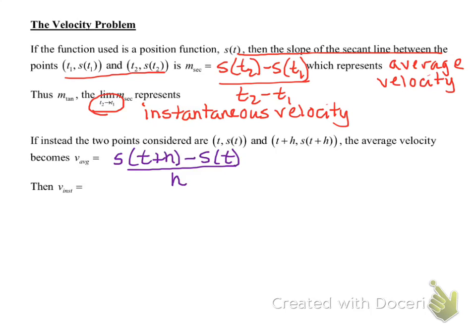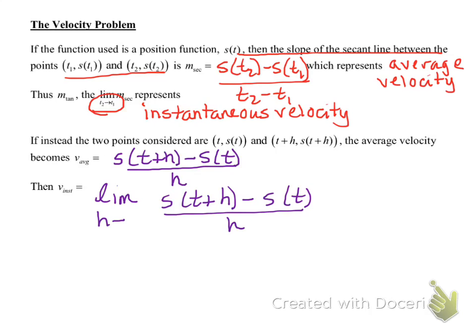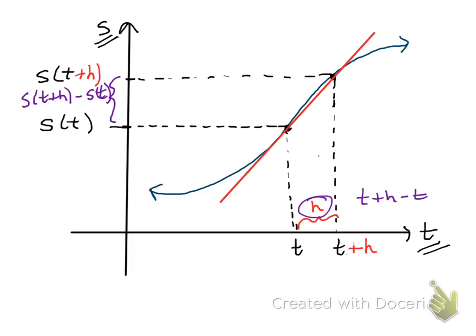So the average velocity formula becomes the change in y over the change in x, s of t plus h minus s of t all over h, and the instantaneous velocity is the limit of that. This time we're taking the limit as h goes to 0, because as h goes to 0, those 2 points would get closer and closer together. Like so.